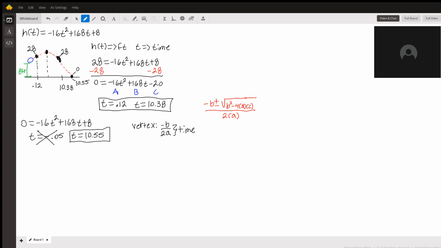So this would imply negative 168 over 2 times negative 16, which would equal 5.25.